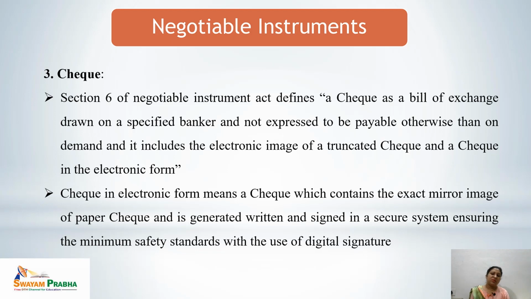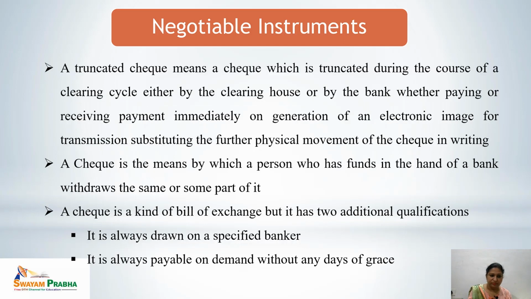So what is the meaning of a check in electronic form? It means a check which contains the exact mirror image of a paper check and is generated, written and signed in a secure system, ensuring the minimum safety standards with the use of digital signatures. A truncated check, I have used this term. What is the meaning of a truncated check? It means a check which is truncated during the course of a clearing cycle.